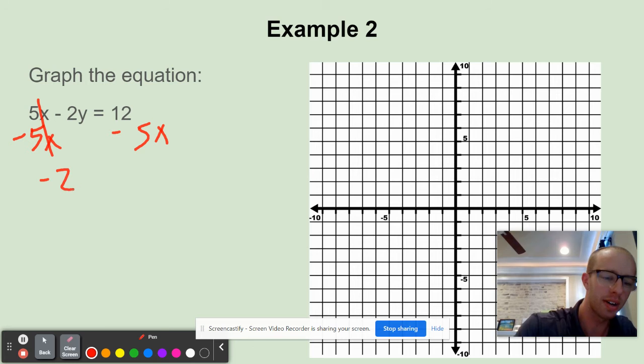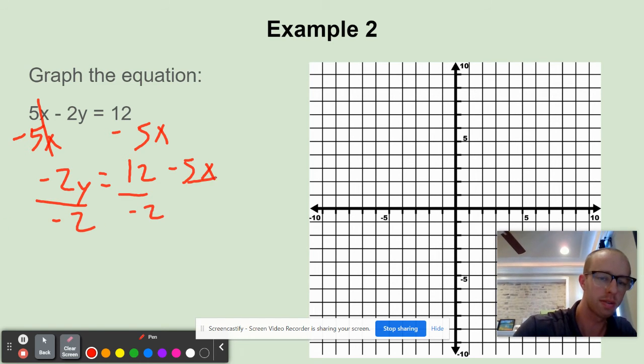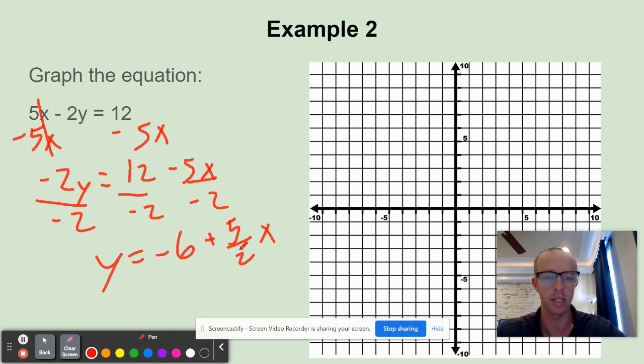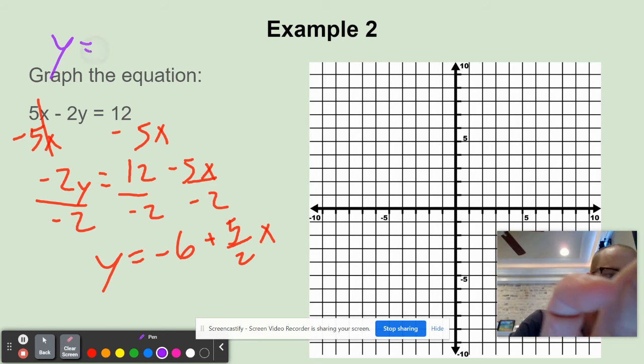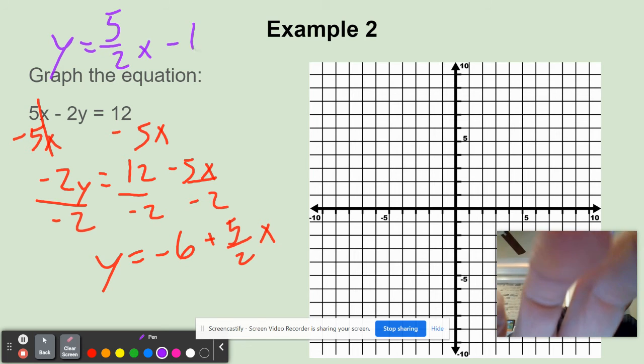These cancel. I have negative 2y equals 12 minus 5x. I can't combine those like terms. Divide each side by negative 2. Get y equals negative 6 plus 5 over 2x, because these are two negatives, they cancel to a positive. All right, so I could rewrite this as y equals 5 over 2x minus 6, right?